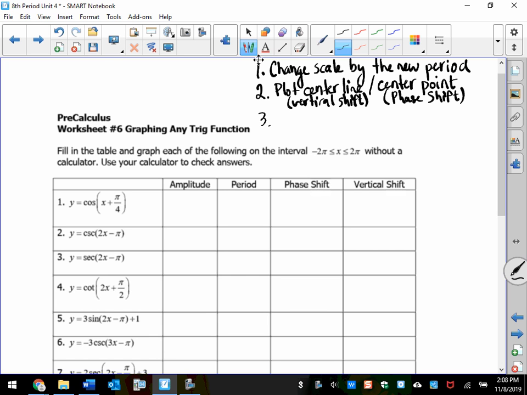Okay, so you plot the center line, then you want to plot vertical asymptotes, and we'll say maybe dotted sines and cosines.